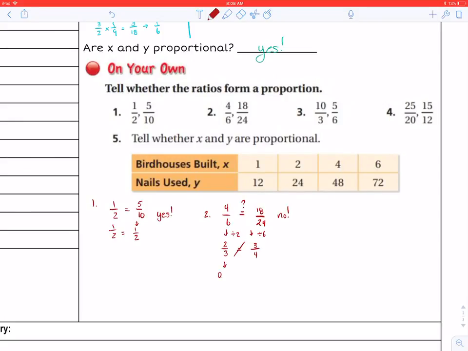And neither would their quotients, because this would be 0.6 repeating and 3/4 would be 0.75. And so they also wouldn't have the same decimal answer, and therefore would not be proportional.